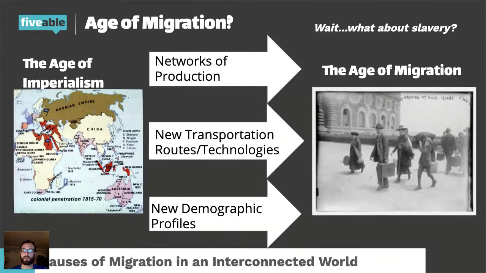And so you might be wondering, what about slavery, especially when we talk about networks of production, right? What about slavery?